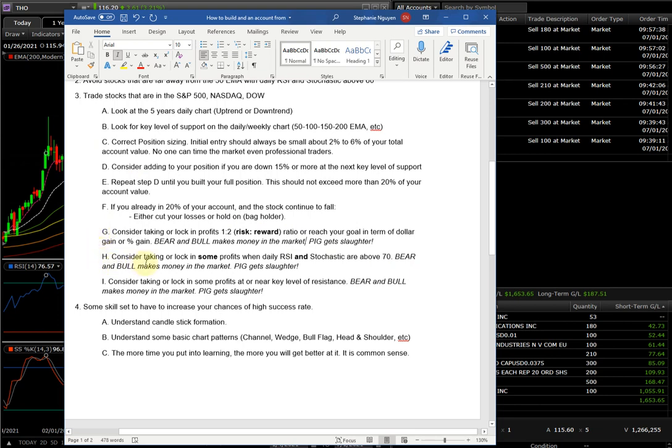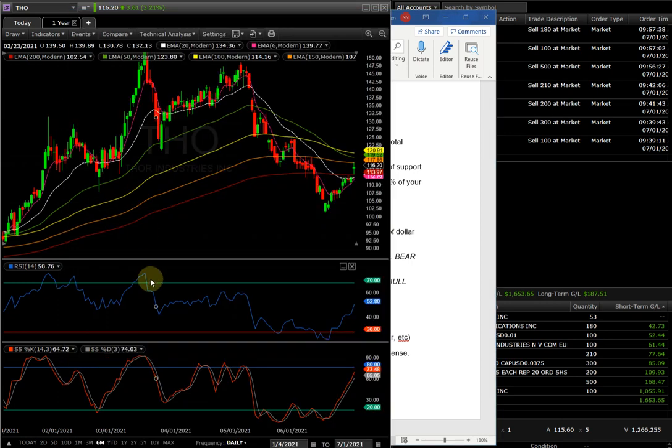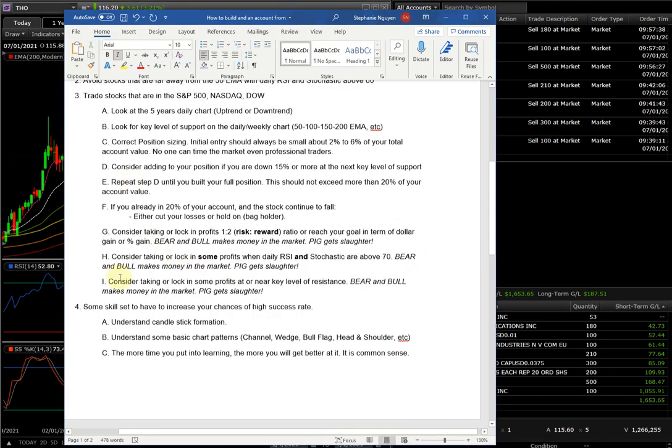Or consider taking some profits when the daily RSI and stochastic are above 70. Same thing right here, right? See that right there? This is where you want to take profit. You don't want to buy here. You want to short or something. Well, no, shorting is another topic, but this right here is where you want to take profits. This down here is where you want to buy, just like right here. See, stochastic is low. This right here is where you want to sell. This right here, it's kind of here. You kind of consider taking profit, and that's what I did. I sold some right here because all these become resistance, and that's the next topic.